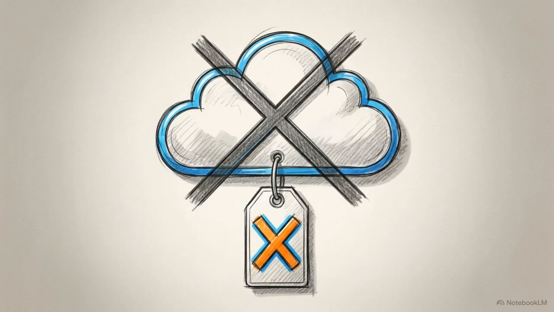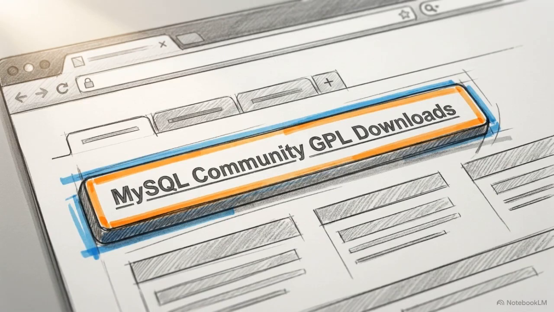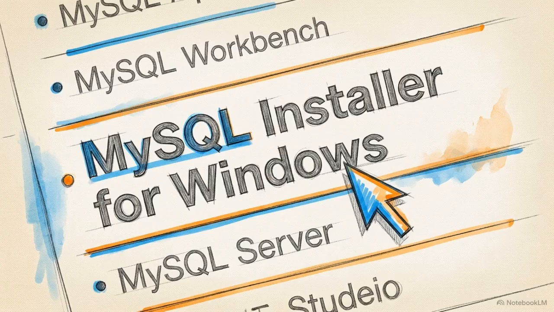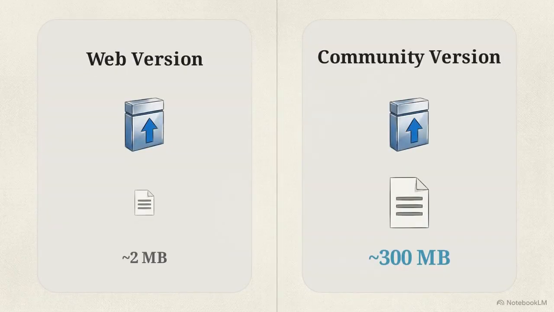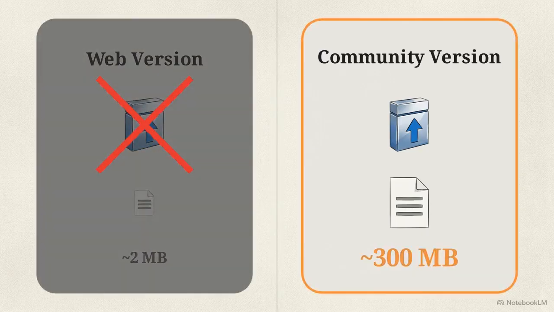cloud hosting services. First, go to your browser and search for the official MySQL download page. Click through to the MySQL Community GPL download section. Once you arrive, look for the specific link titled MySQL Installer for Windows. There are two variants available. Do not download the small web version. Always choose the full community installer. The file should be roughly 300 megabytes.